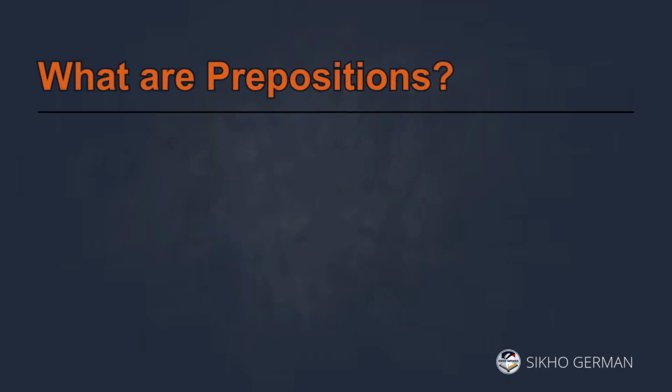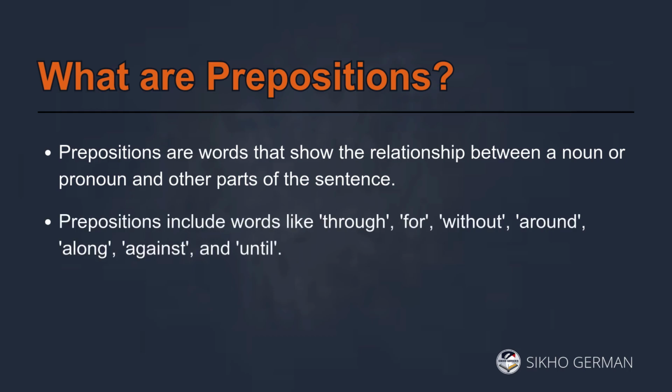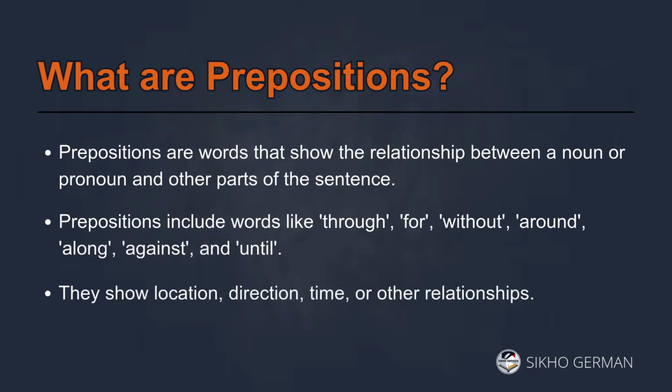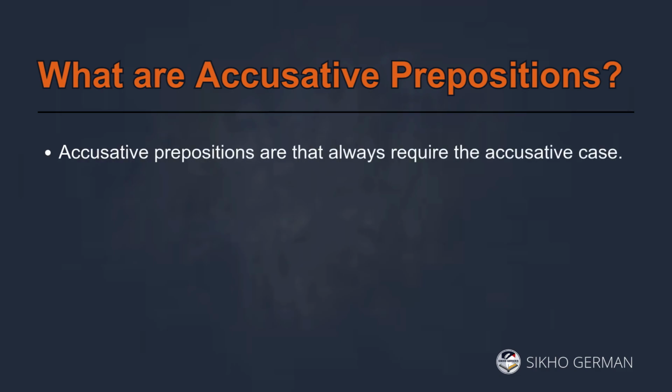First, let's define what prepositions are. Prepositions are words that show the relationship between a noun or pronoun and other parts of the sentence. In English, prepositions include words like through, for, without, around, along, against, and until. They connect nouns to the rest of the sentence and show location, direction, time, or other relationships. German prepositions work similarly, but they require specific cases. Accusative prepositions are prepositions that always require the accusative case.